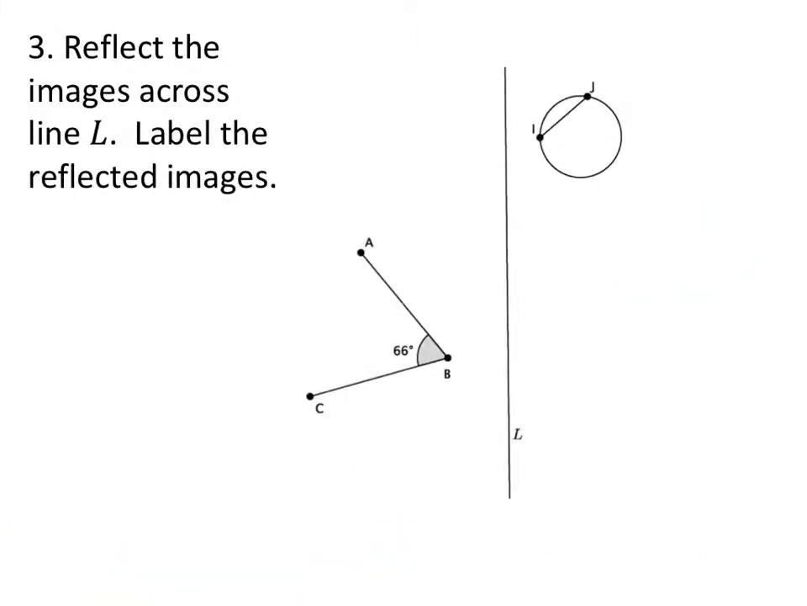Keep that in mind because you'll have to know that once we start looking at more advanced stuff. Alright, now reflect the images across the line L. Label the reflected images. Take a moment to do this with your partner.